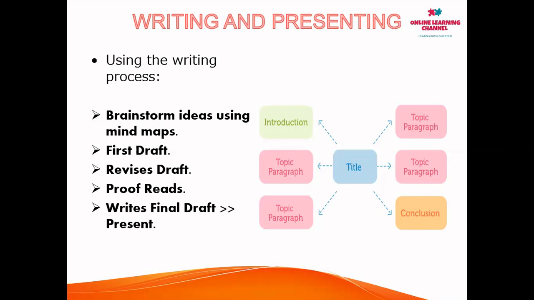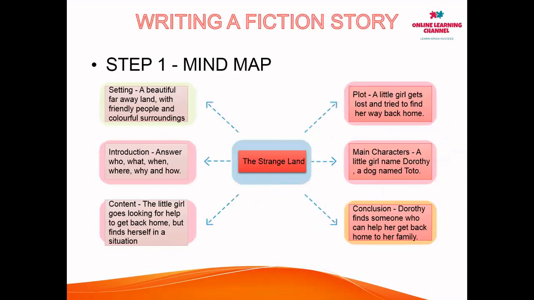Step 1, mind map. So remember, I told you I'm going to refer back to my previous video of the strange land. Okay, I have done a mind map for you, so I got my title in the center. Let's start with the right-hand side, the plot. What is a plot? I told you in my video, a plot is a summary of what the story is about. So let's look at the plot for the strange land. A little girl gets lost and tries to find her way back home. So that's my plot of my story. That's what my story must be about. A little girl, she must get lost, and then she must go through something to find her way back home.